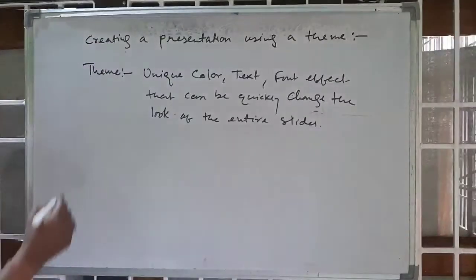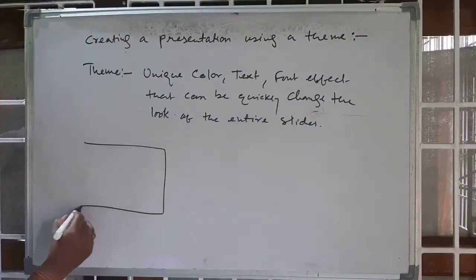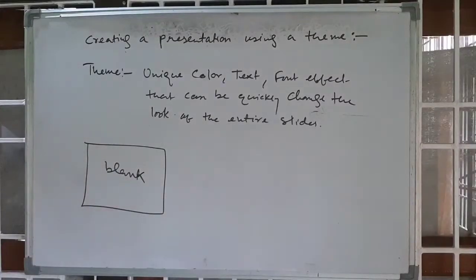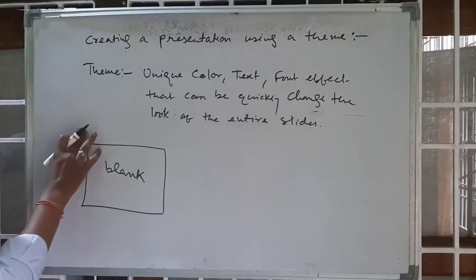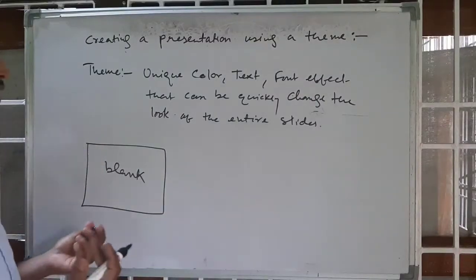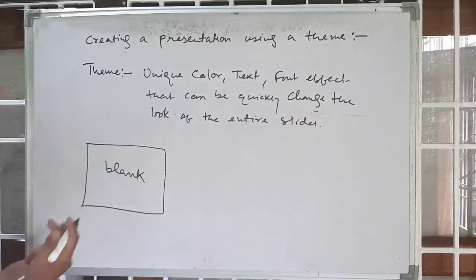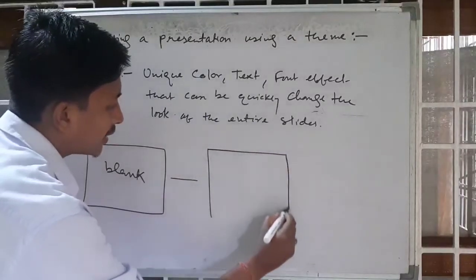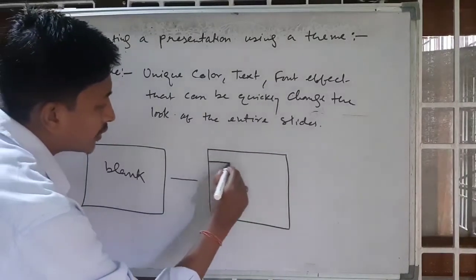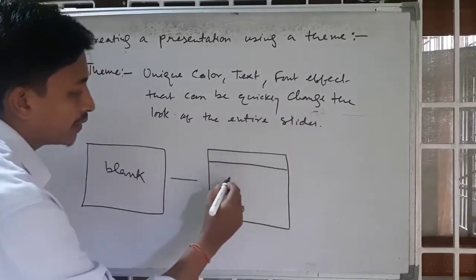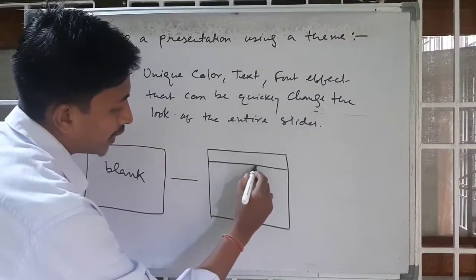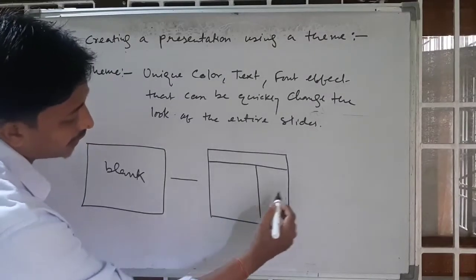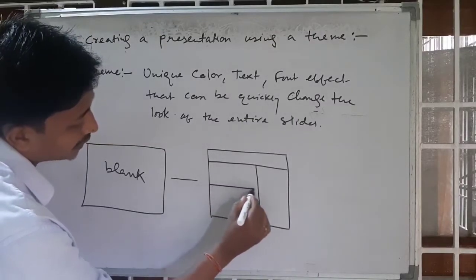For example, you open a presentation that is totally blank. Now you want to add some theme. You go to the theme and select a theme, say, like, I like this theme. At the top there is a header, and after that in the side corner this part is available, and there are two parts.